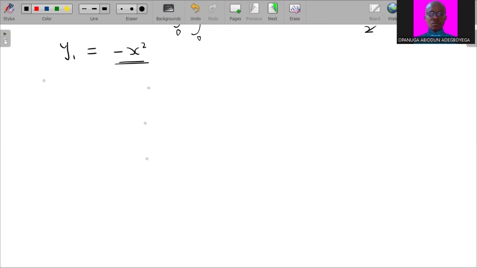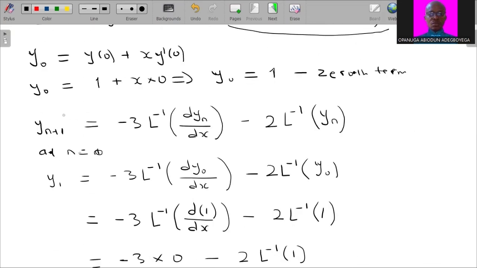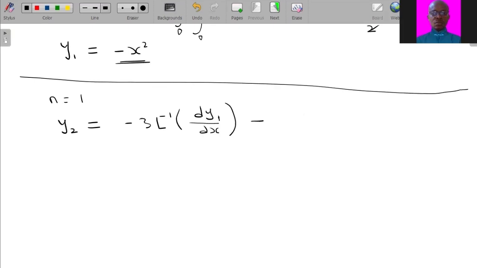Let's obtain the term when n equal to 1. At n equal to 1, we'll return to our recursive relation here. y n plus 1 equal to negative 3 L inverse dy n dx minus 2 L inverse y n. So when n is 1, we write this as y subscript 2 equal to negative 3 L inverse dy1 dx minus 2 L inverse y1.